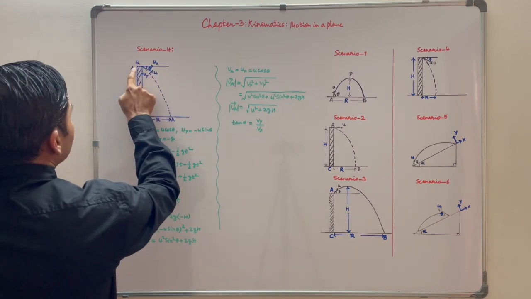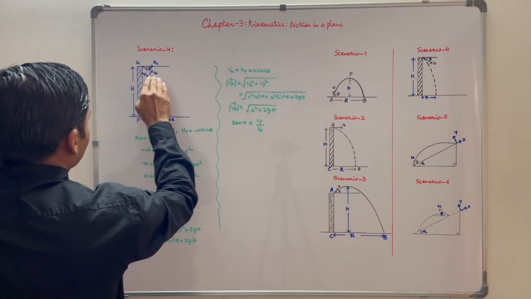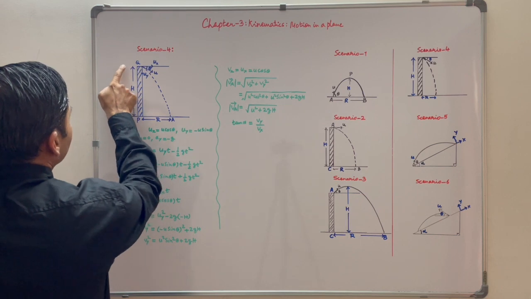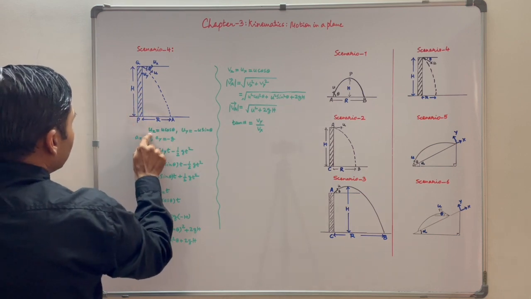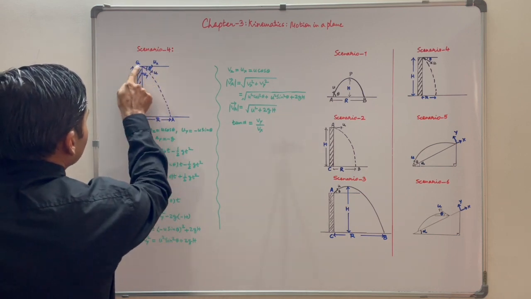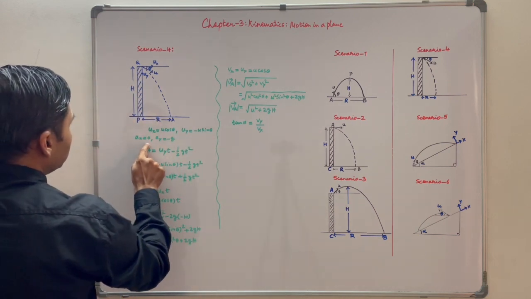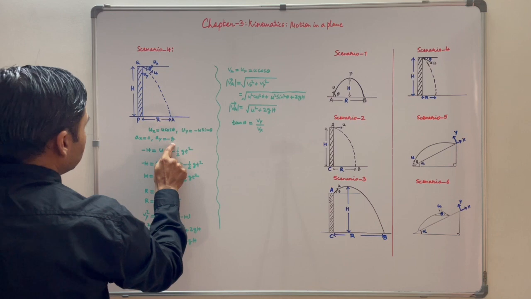Fourth scenario, suppose a particle is thrown downwards making an angle theta with the horizontal from a tower of height h. Ux equal to u cos theta and uy is equal to minus u sin theta. Ax equal to 0, ay is equal to minus g.